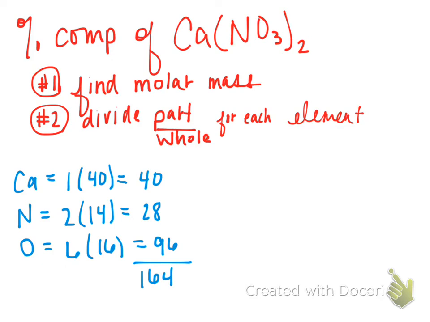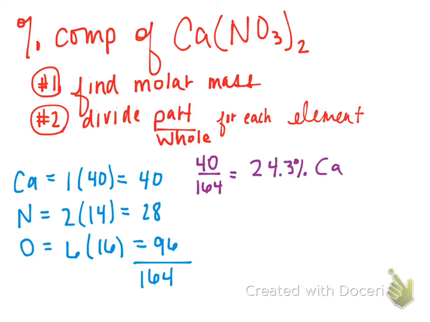As we start looking at percent composition here, we need to take into account all of the calcium atoms and all of the nitrogen atoms and all of the oxygen. If we look at calcium, we take the part divided by the whole. So I take the single calcium atom, which weighs 40 grams, divided by 164, and I get about 24.3% calcium. Do we agree with that part?